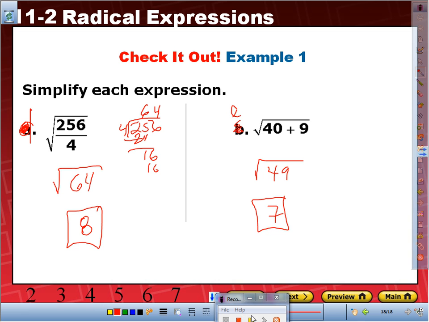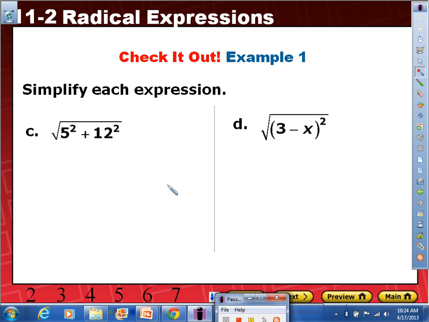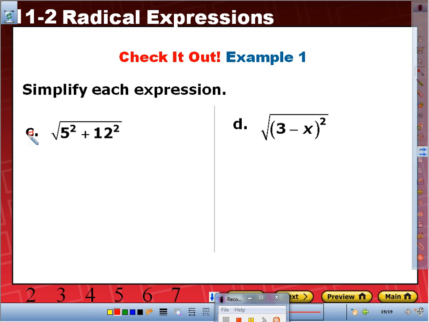Here we go. Copy this one down. Yes. So copy these ones. This is example F and example G. Do those by yourself, please.